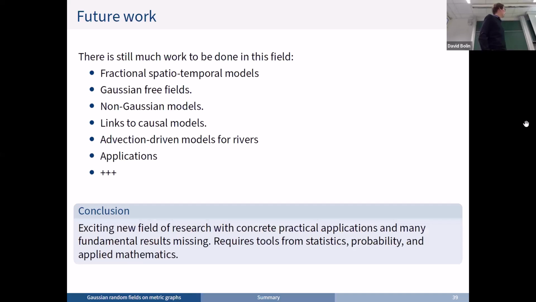Good. So in conclusion, I've tried to give you an overview of the type of work that we are doing in this field, and I think it's a very exciting new field of research. There are a lot of fundamental results that are missing, but at the same time you have really clear applications, so it's very easy to go all the way from theory to applications.